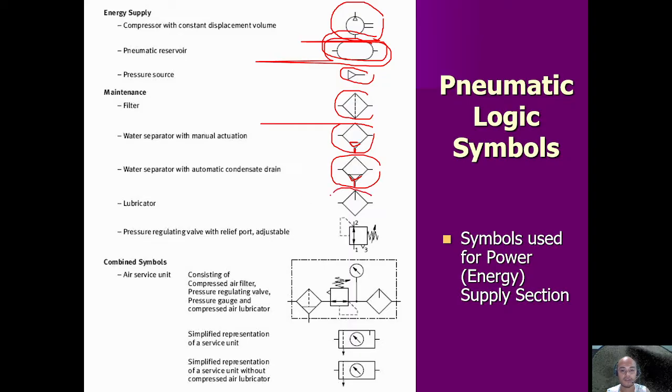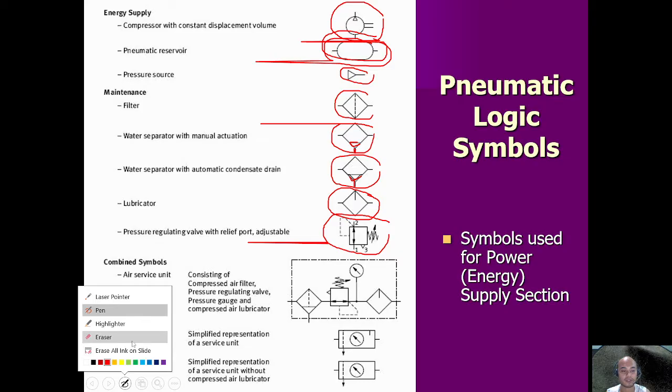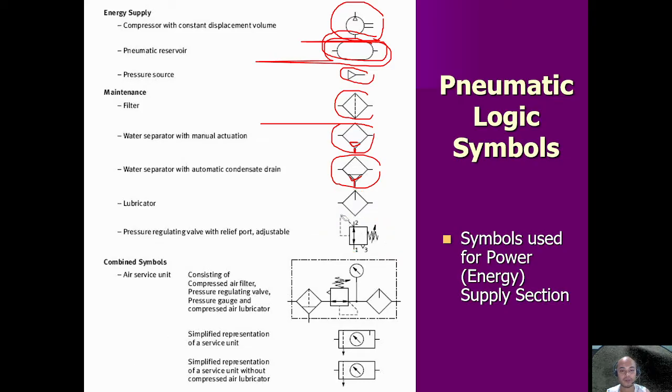Okay, next we have a lubricator, and in here we have a pressure regulating valve with the adjustable relief port. Okay, so why do we call that an adjustable relief port? In this diagram, as you can see, if the pressure comes from the top side of the valve, it will send pressure here on the broken line, pushing the valve to open so that pressure can move to the bottom. So that is for relieving pressure.